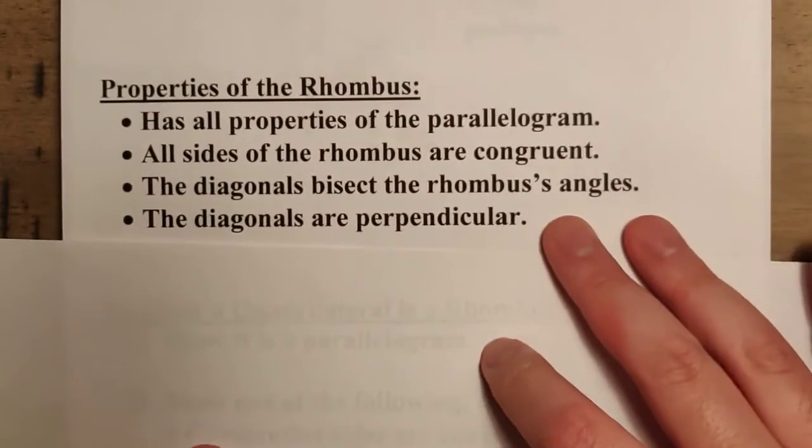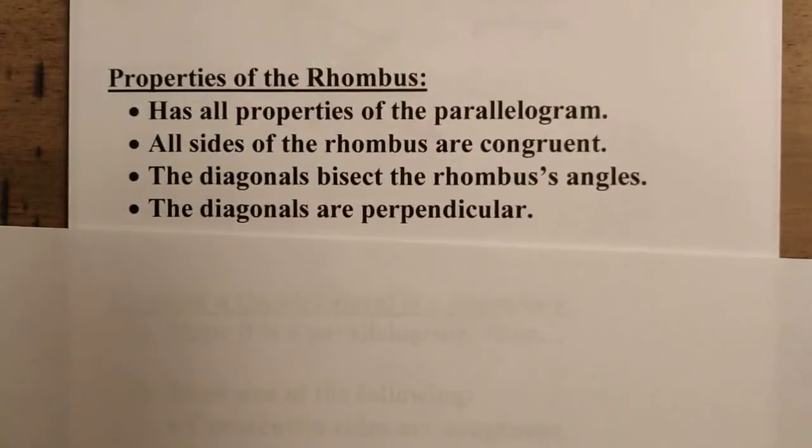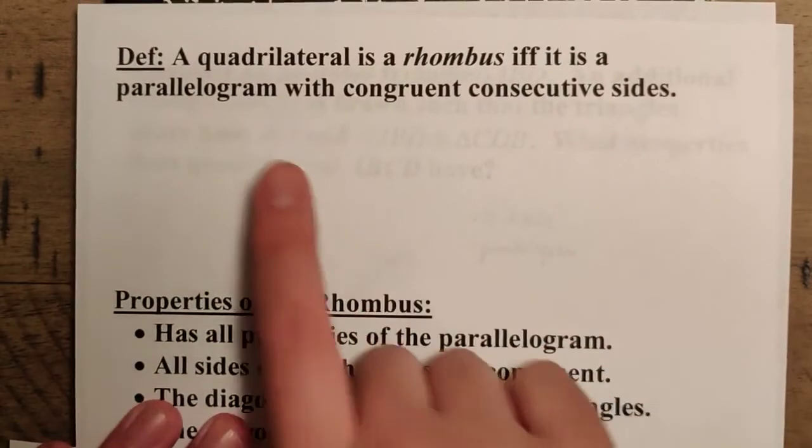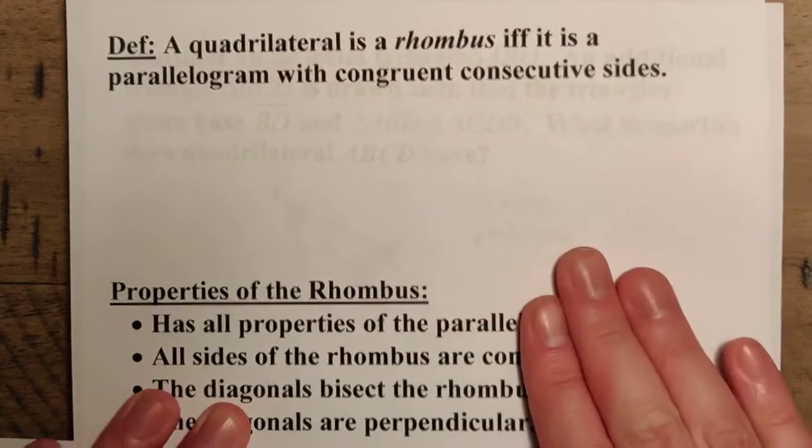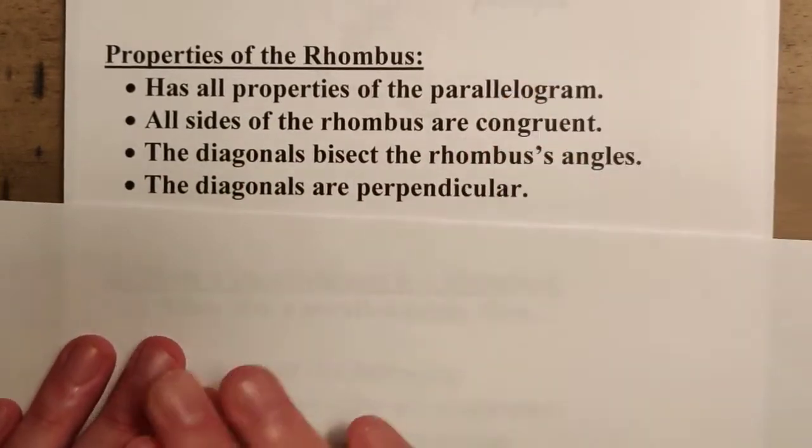Okay. Now note that the unique properties of the rhombus focus on the rhombus's diagonals. If you think about it, one of the unique properties of the rectangle focused on the diagonals of the rectangle, and we're going to continue with that here. So the rhombus has all the properties of the parallelogram, and that makes sense because if you look back, our definition had parallelogram in it.